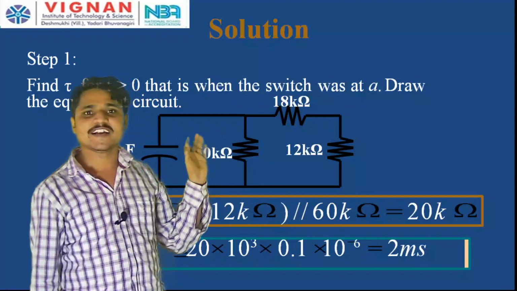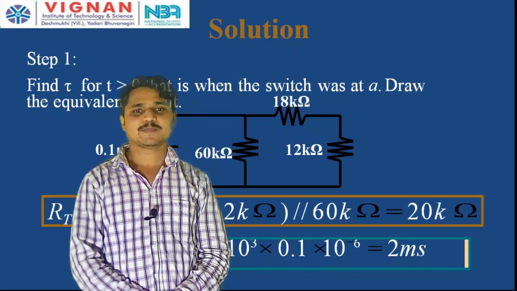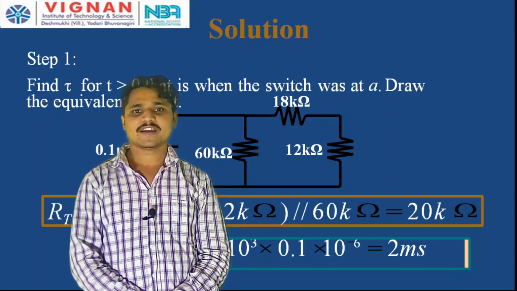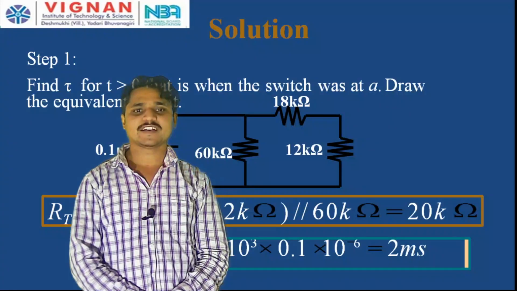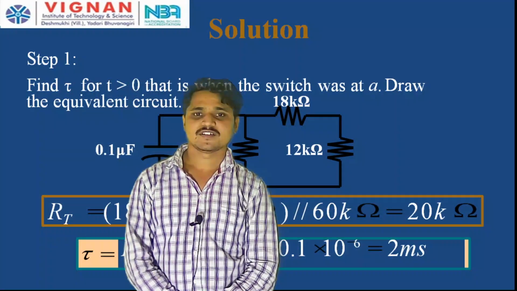So, the 30 is parallel with 60. That is 30 into 60 by 30 plus 60. 30 into 60 is 1800, and 30 plus 60 is 90. So, 1800 by 90 is how much? 20. So, 20 kilo ohm is the equivalent resistance.